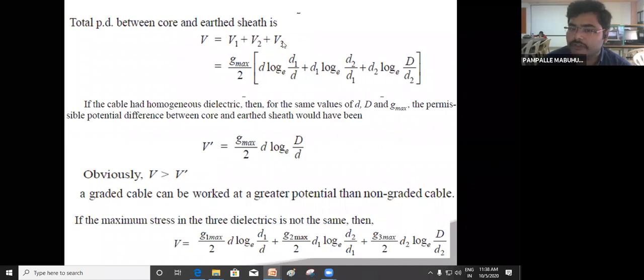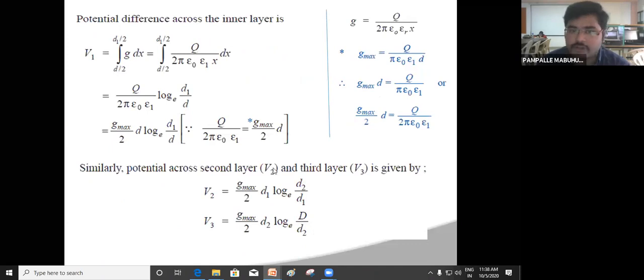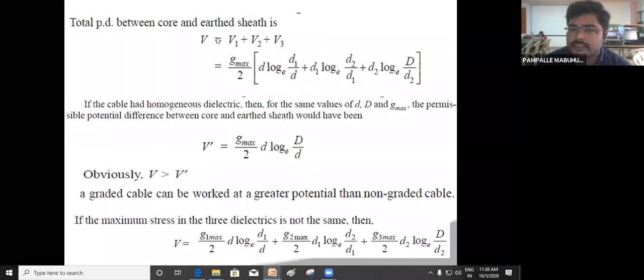So in place of V1, V2, V3, you have to substitute these equations. When you substitute all these equations here, the voltage between the core and sheath will be written as V is equal to G max by 2 into small d ln d1 by d plus d1 into ln d2 by d1 plus d2 into ln capital D by d2. So this is the operating voltage of the cable.